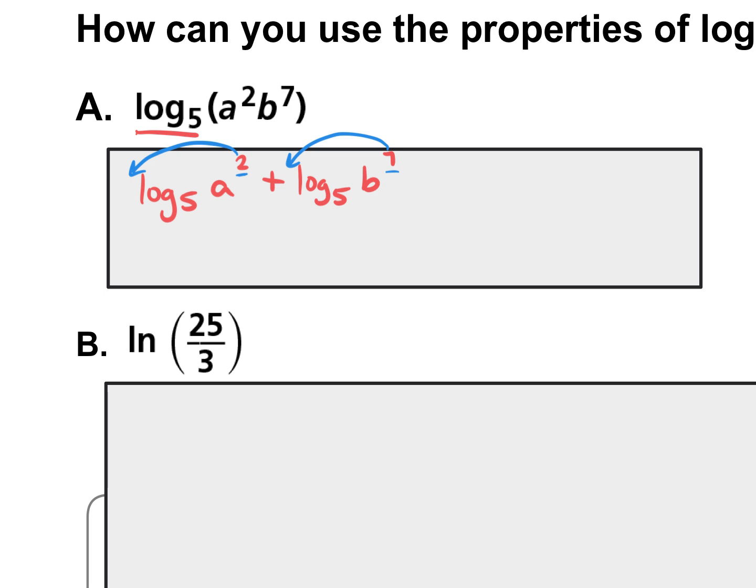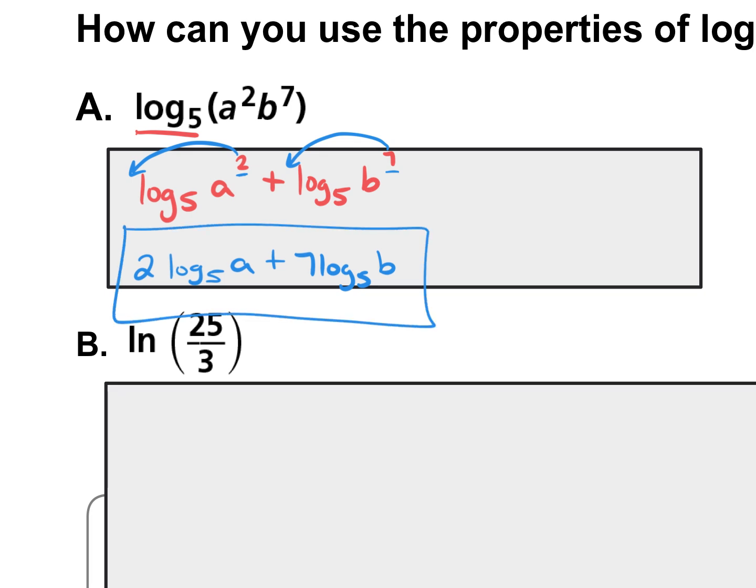Okay, so if I rewrote this, this is 2 log base 5 of A plus, what's the second one? 7 log base 5 of B. Now that's an expanded simplified form. That's it. So we went from condensed form to expanded form, and those mean the same thing.